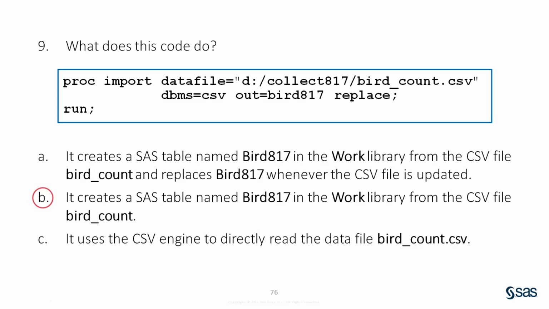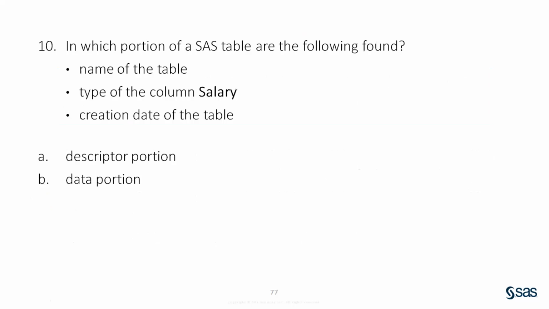Okay. Right. So in which portion of a SAS table are the following found? Name of the table, type of the column, salary, and creation date of the table. Descriptor. Absolutely true. All right.